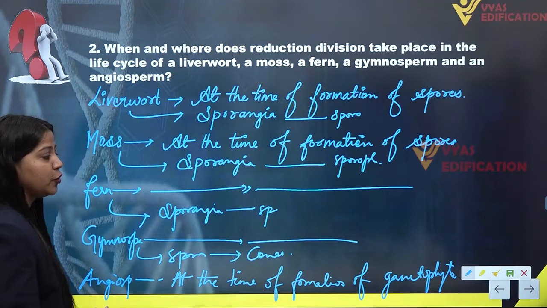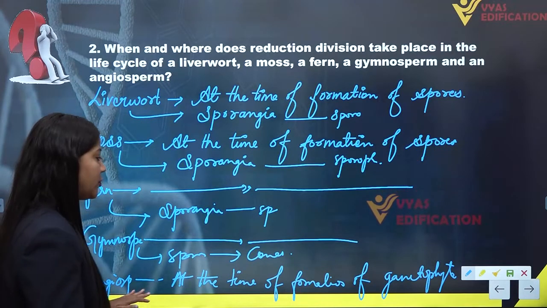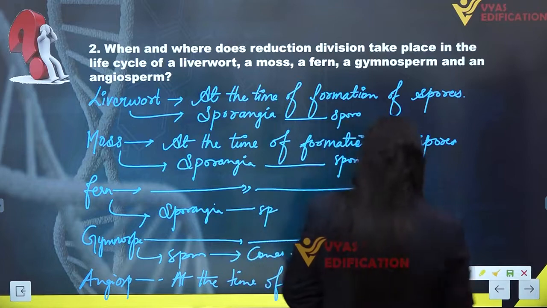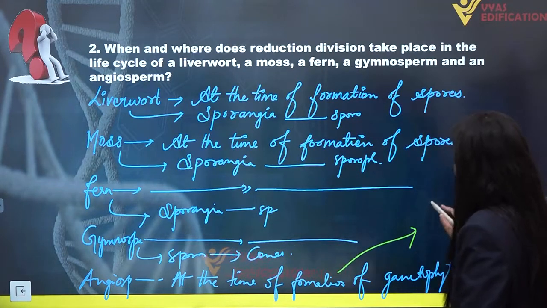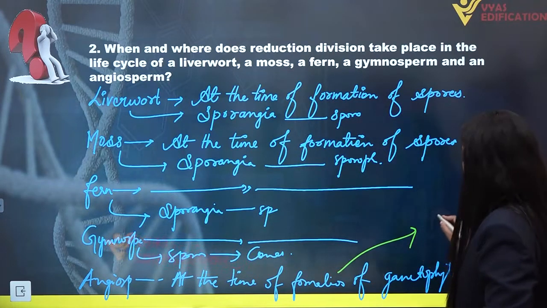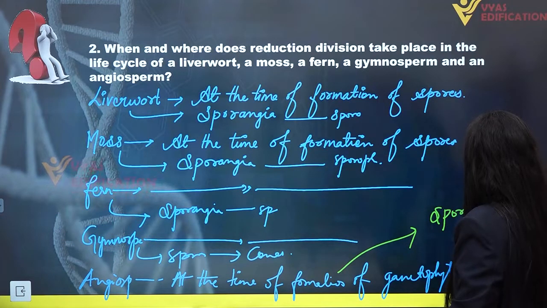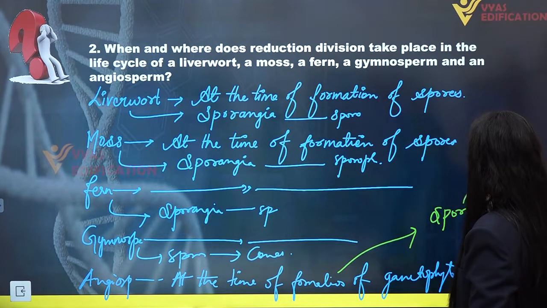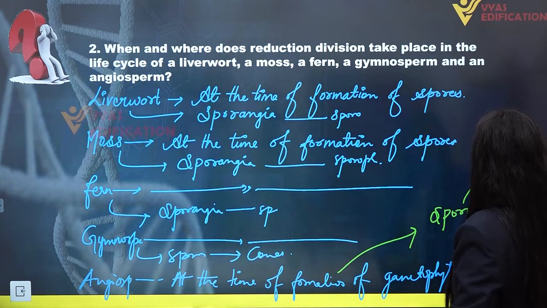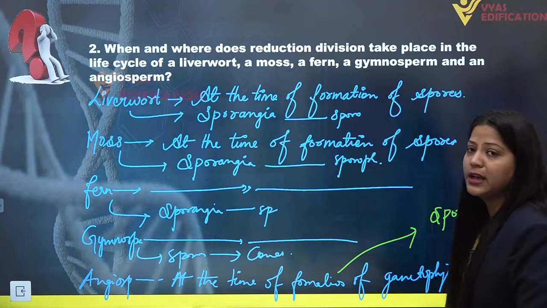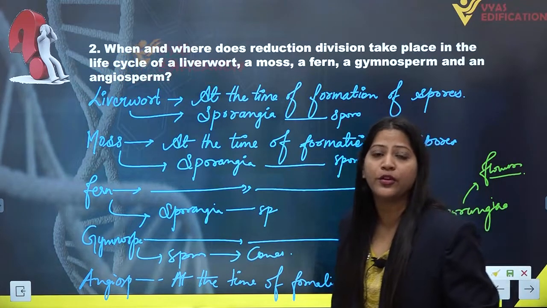And in case of angiosperm, there is a speciality or special feature. In angiosperm, these reductional divisions are occurring in sporangia only, but these sporangia are a part of the flower. These are occurring in a flower. So this is a complete solution of question number 2.